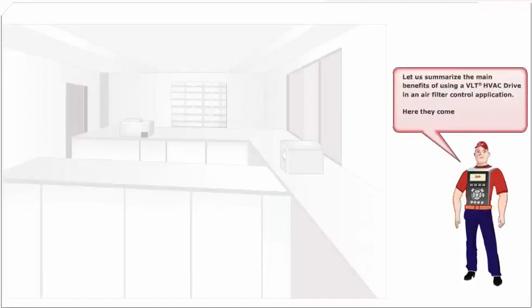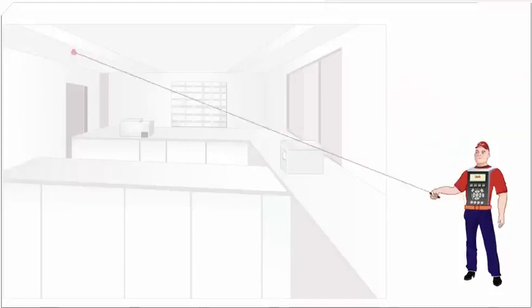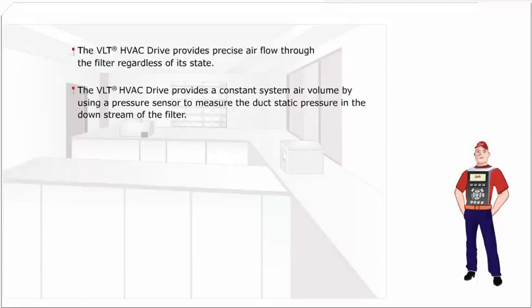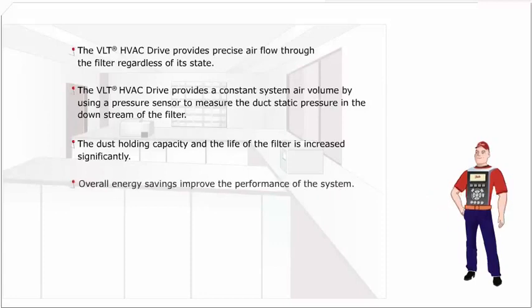Let us summarize the main benefits of using a VLT HVAC drive in an air filter control application. Here they come. The VLT HVAC drive provides precise airflow through the filter, regardless of its state. The VLT HVAC drive provides a constant system air volume by using a pressure sensor to measure the duct static pressure downstream of the filter. The dust holding capacity and the life of the filter is increased significantly. Overall energy savings improve the performance of the system.